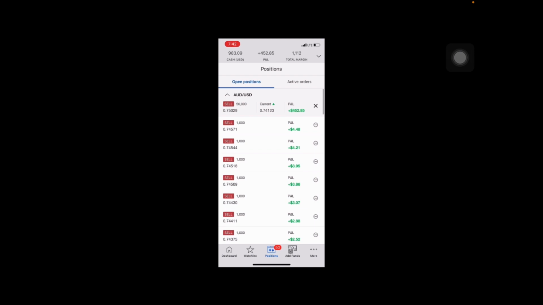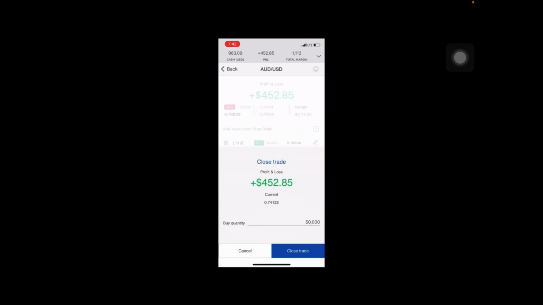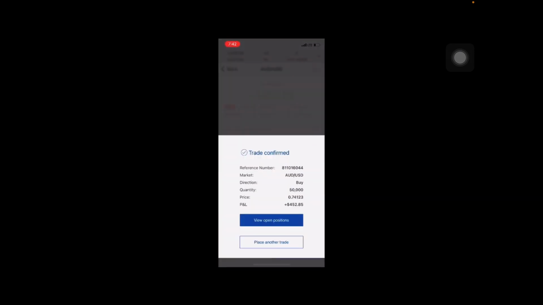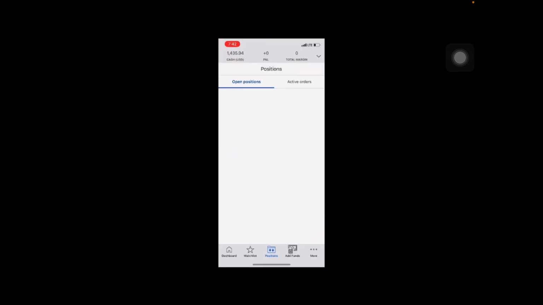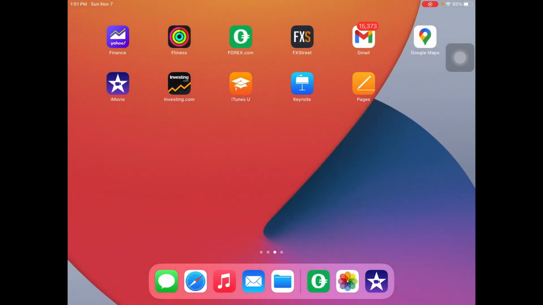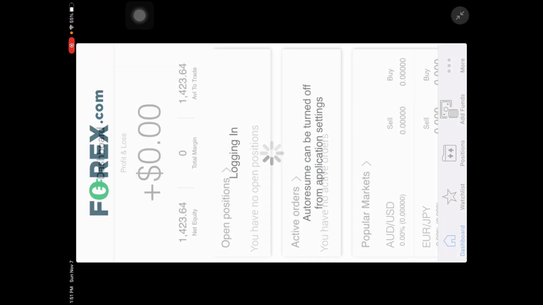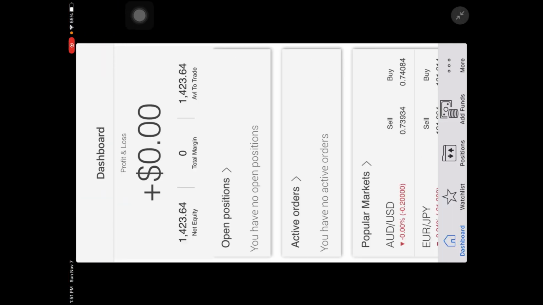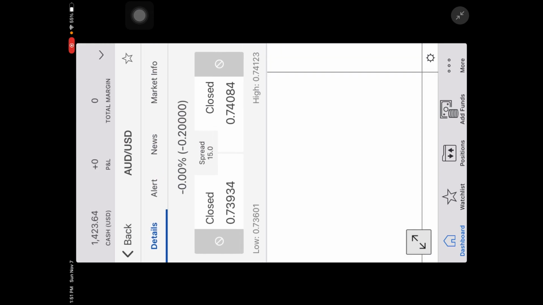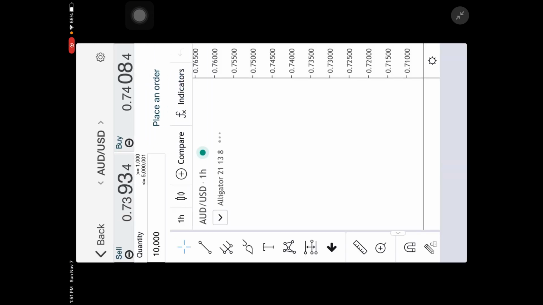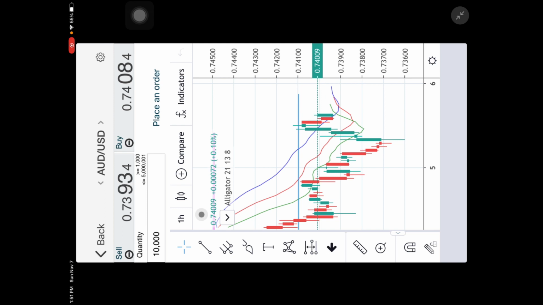I'm not trying to sell you guys a course or anything like that. I'm going to close that out, take my trade, and then I'm out. So I'm going to jump into the charts so you guys could see. Let's hop in, log in to the charts, and I'm going to break it down for you guys so you could clearly see what I was talking about.